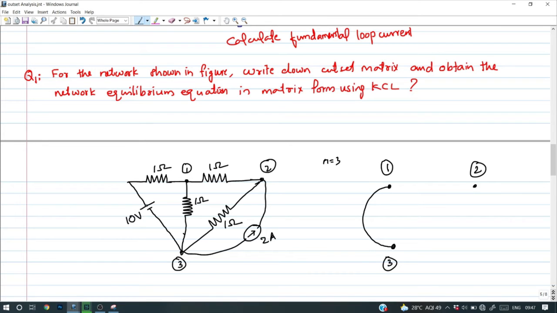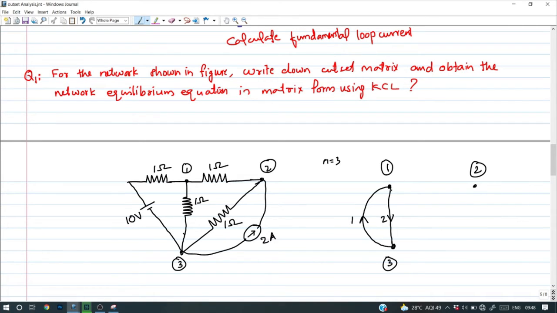Since this is positive polarity, we can assume the current direction through this branch is upward. So this is branch 1. The next branch is this one, which is connected between node 1 and 3. So this is your branch 2. Say its direction is downward. We are assuming that it is downward. So this is branch 2.